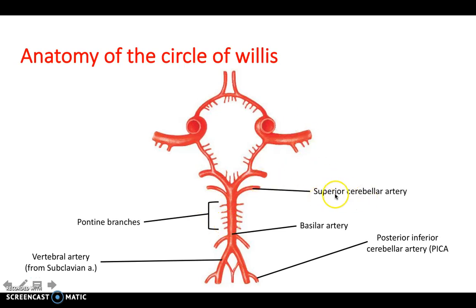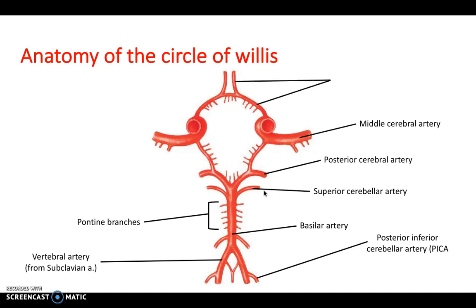So this one here is a superior cerebellar artery, which couples up to go to the cerebellum with this inferior cerebellar artery from the vertebral artery. But the 3 branches we really need to know about are the posterior cerebral artery, the middle cerebral artery, and the anterior cerebral artery. And the reason these are so important is they're going to go on to supply the different parts of the brain, and it's really important to know which part they supply.